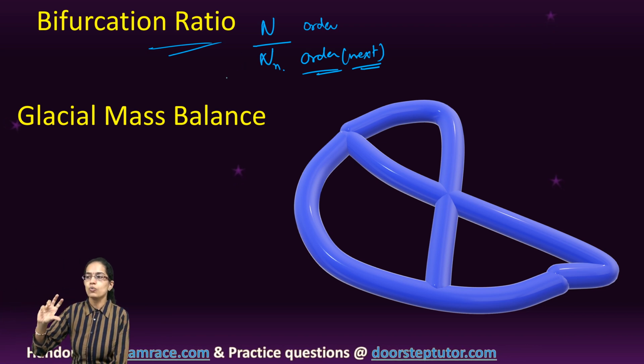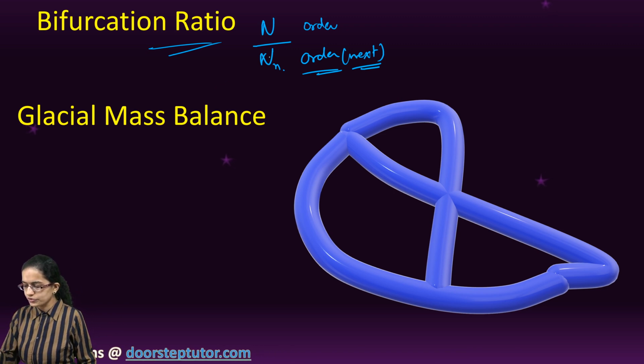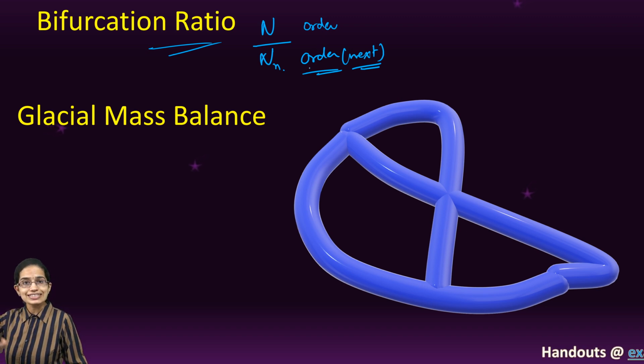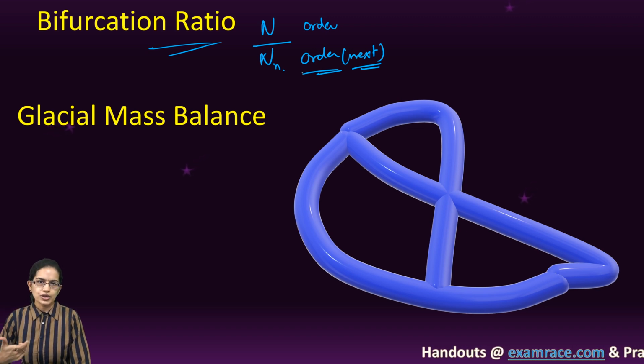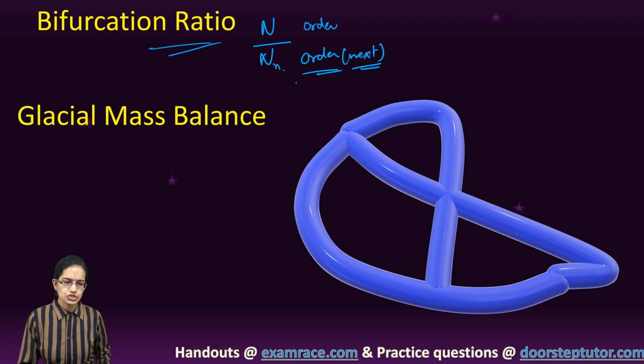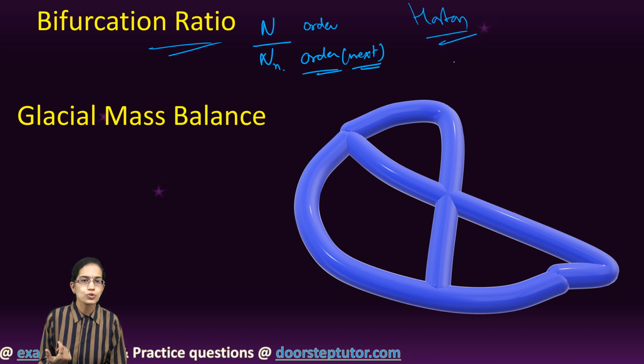So that is how we understand the bifurcation ratio. I repeat again, the number of streams of one order in a given contour divided by the number of streams of the next higher order, and that is how we explain the bifurcation ratio. Initially it was given by Strahler. Later on you had Horton who propounded this concept in further detail.